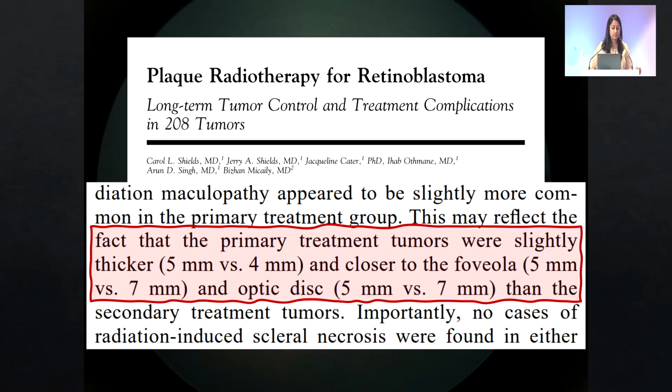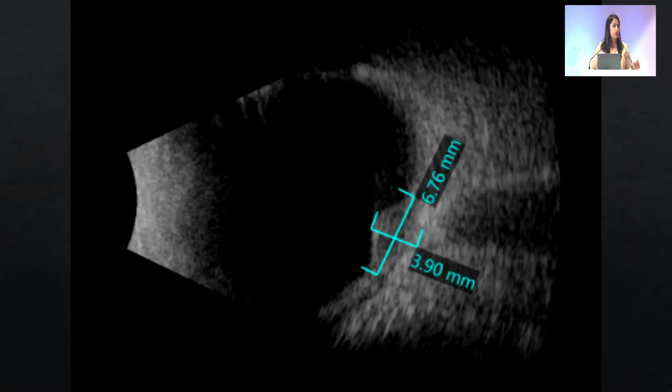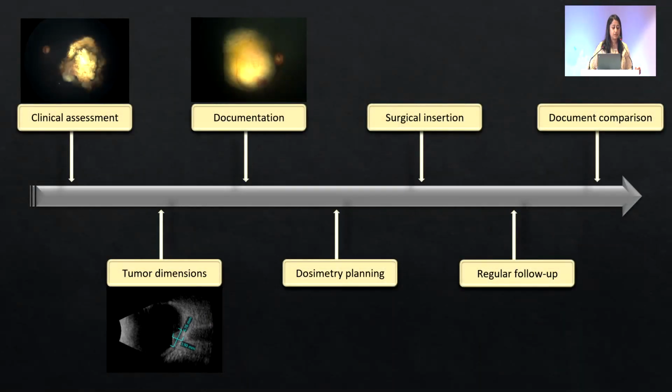However, I know that the current trends have changed because we're looking at the secondary treatment only, and we must always do an intraoperative B scan for the pre-planning to make sure that we have the height in our hands to proceed with the dosimetry planning. So documentation is always very important.